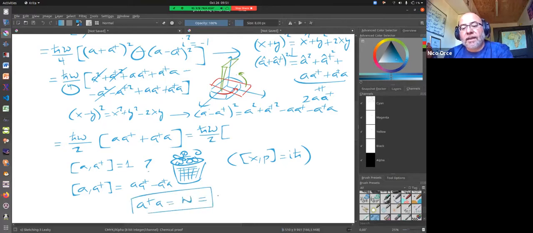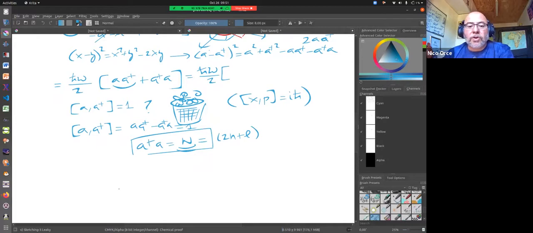N, I'm going to mention in a little bit, is equal to 2m plus L. So we know what is a dagger a, but we don't know what is a dagger. So that's the whole point. So a dagger, we're going to substitute by this. Let's go down a little bit so we don't get confused. So a dagger a is equal to m, but we don't know what is a a dagger, which is equal to 1 plus a dagger a. This comes from the commutator here.